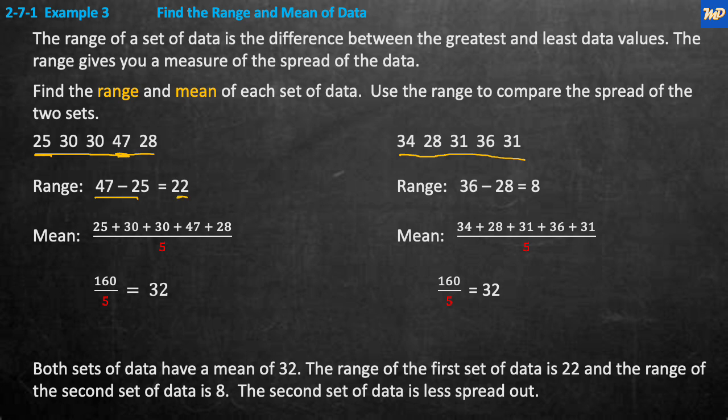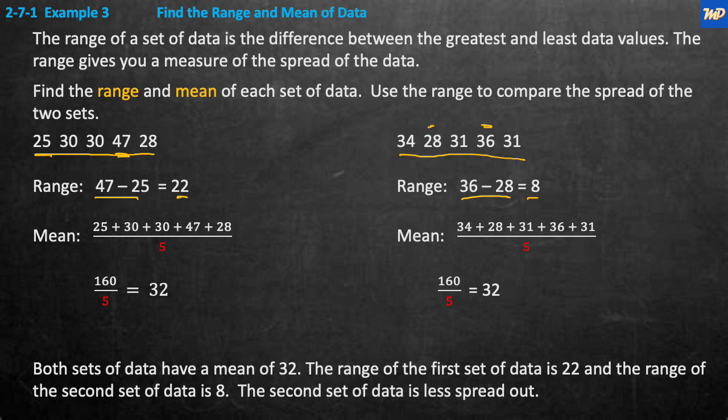Let's jump to the other side. So on this other set of data, we have a range. The greatest is 36. As I look over the values, 36 is the highest, and the lowest it goes seems to be this 28. So we're going to have 36 minus 28, and that's going to give us an 8. So that's the range. We can see right off the bat that the spread of the data values on the left-hand side is greater than the spread on the right-hand side.